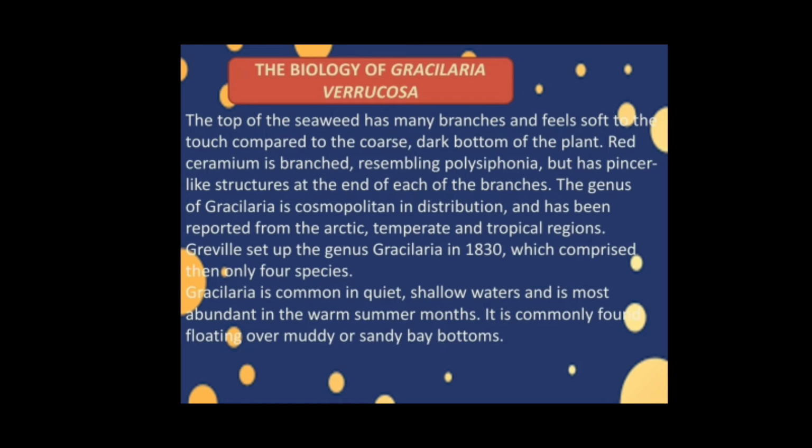Greville set up the genus Gracilaria in 1830, which comprised then only 4 species. Gracilaria is common in quiet, shallow water and is most abundant in the warm summer months. It is commonly found floating over muddy or sandy bay bottoms.